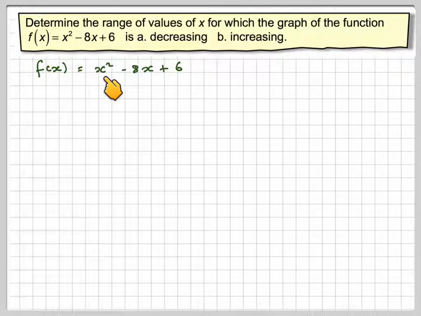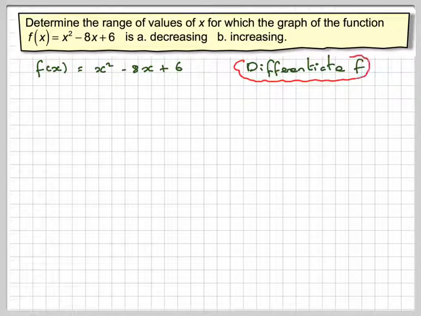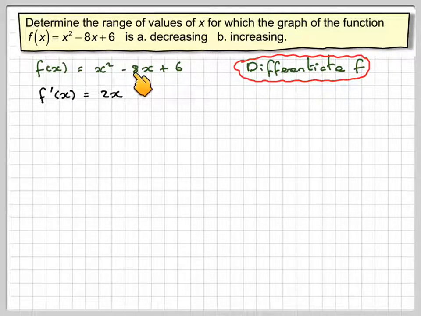and now we differentiate this, so we're going to get f dashed of x is 2x, and then the differential of this is minus 8. You differentiate a constant, you get nothing.